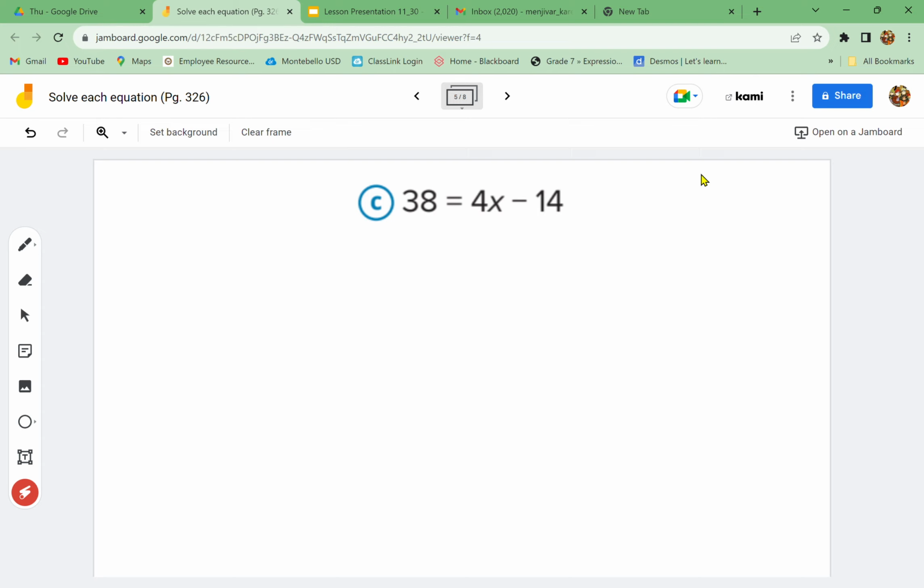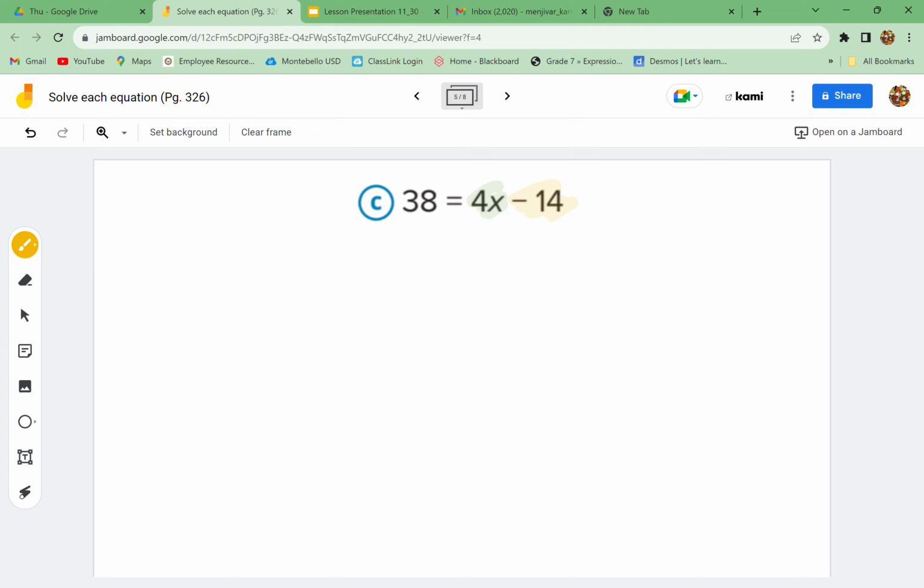Alright, this is the third example that you guys had to do. Again, I identify my x term. Notice my x term is on the right side this time, and then you have the constant hanging around. I'll show you the two methods here. So here's my x term, and here's my term without the x, which we call a constant.